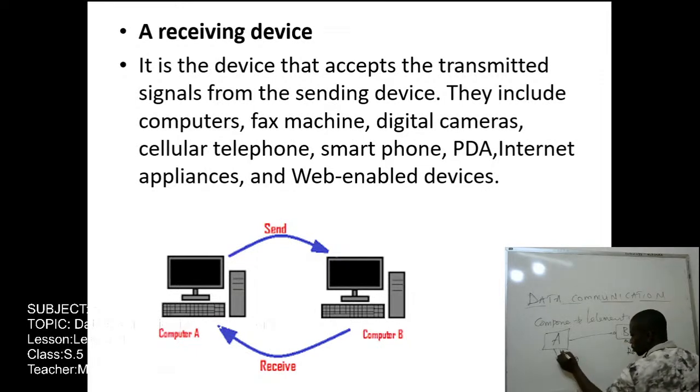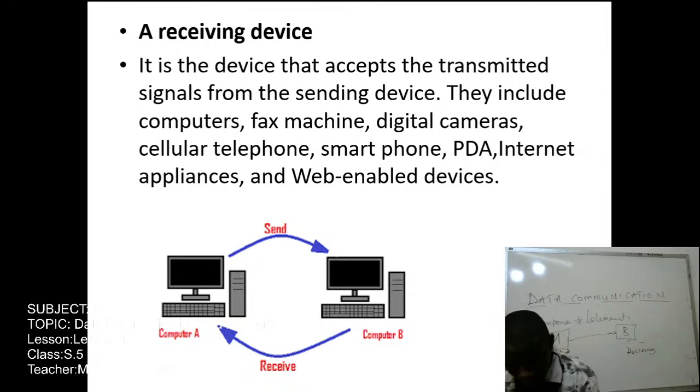Let us say A is the modem, and B is a computer. So there is a communication taking place from a modem, which is the sending device, and the computer is the receiving device.